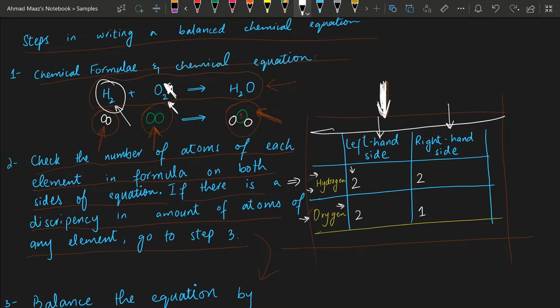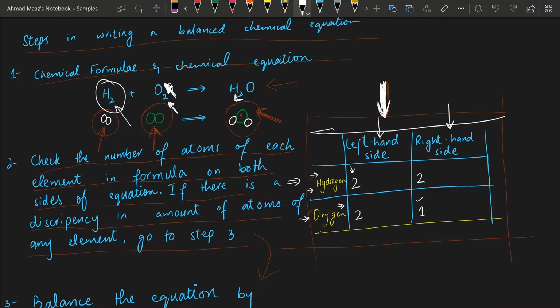So on the left hand side we have two hydrogens and two oxygens, whereas on the right hand side we have two hydrogens. The subscript shows that it is with hydrogen. It is not with oxygen, it is only with hydrogen. So we have two hydrogens on the right hand side and we have one oxygen on the right hand side. If there is no subscript, it means 1.